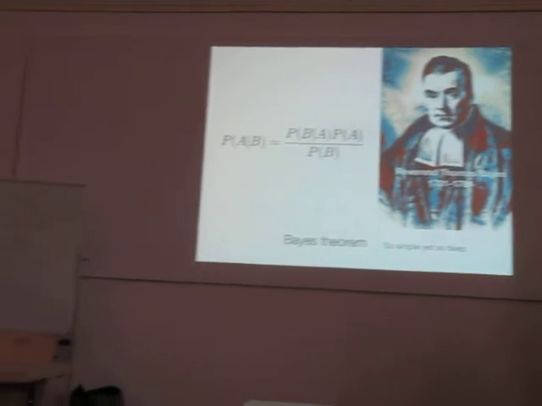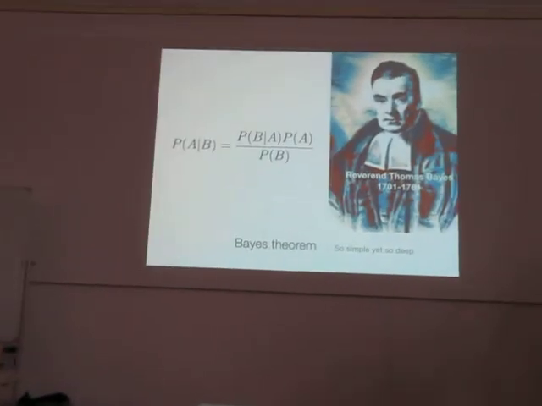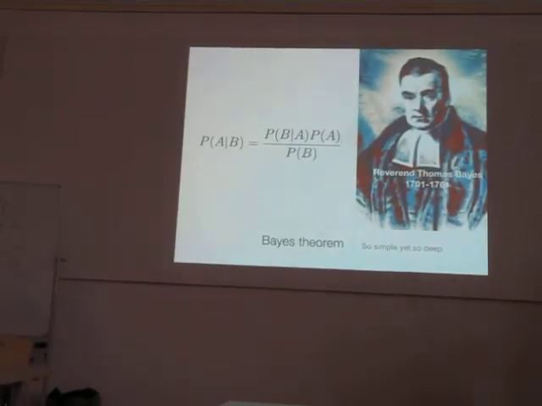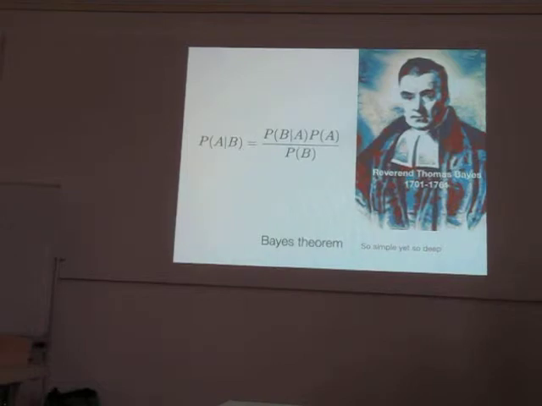The probability of a thing A given the state of B is just equal to that thing on the right, the probability of B given the state of A, times the probability of A being in this state, all divided by the probability of B. Right? And it's quite amazing how much you can do with that. It's a very simple formula, but we're going to try and do lots of things with that today.